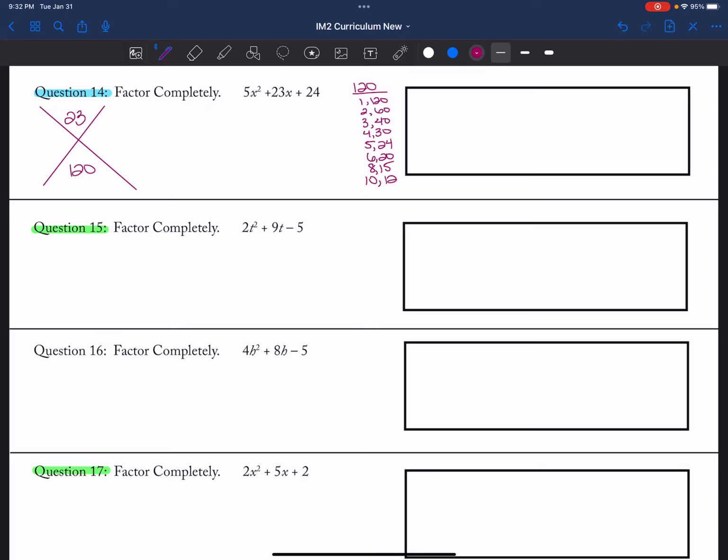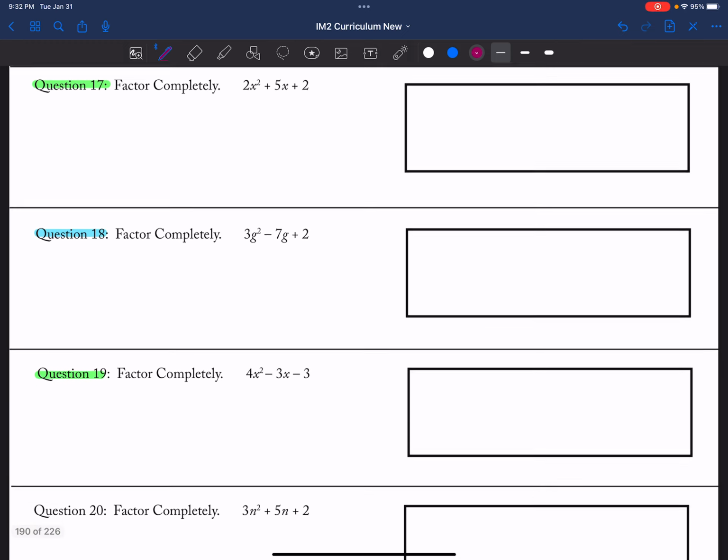And what am I trying to get? 23, so that's 8 and 15. So then that is x plus 8/5 and x plus 15/5. So x plus 8/5 and x plus 3/1. So then I get 5x plus 8 and x plus 3. 5x plus 8 and x plus 3.